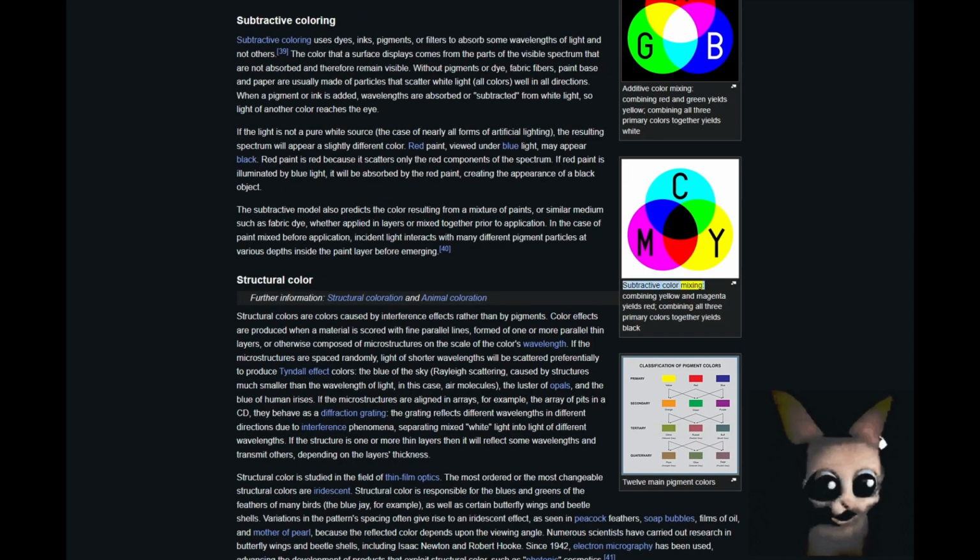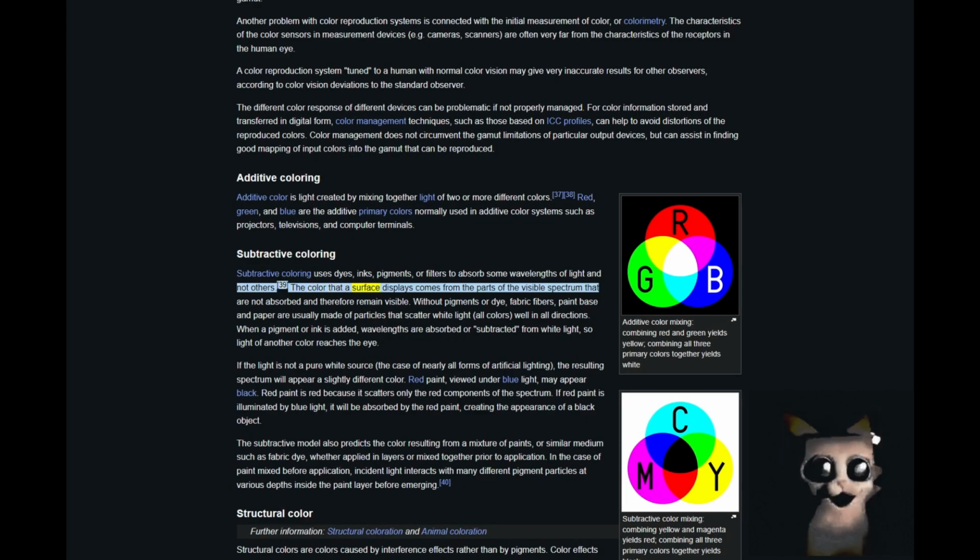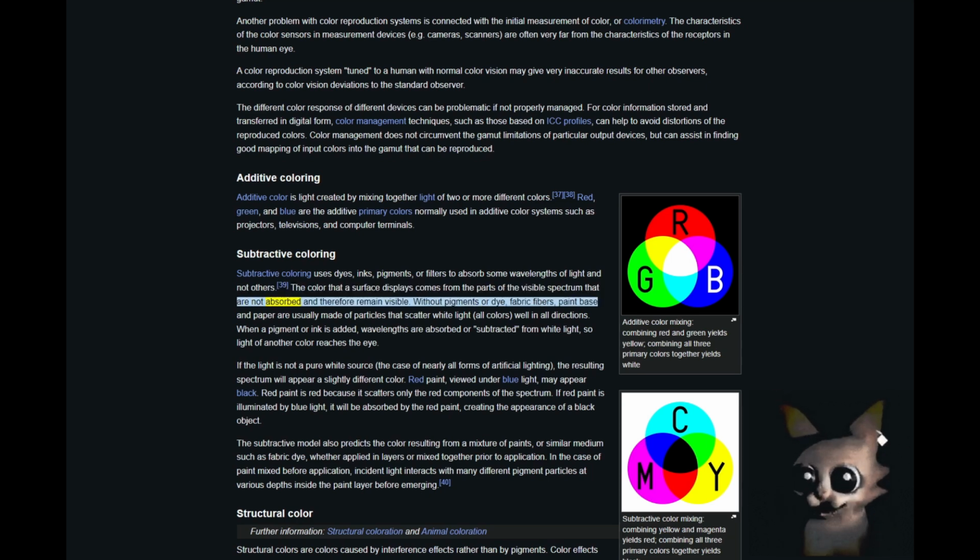Subtractive coloring. Subtractive color mixing: combining yellow and magenta yields red; combining all three primary colors together yields black. Subtractive coloring uses dyes, inks, pigments, or filters to absorb some wavelengths of light and not others. The color that a surface displays comes from the parts of the visible spectrum that are not absorbed and therefore remain visible.